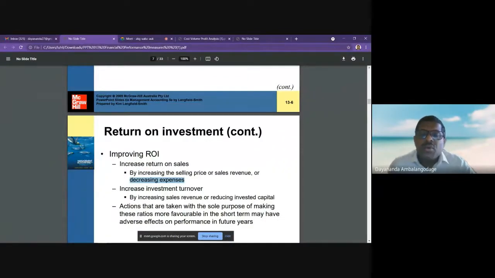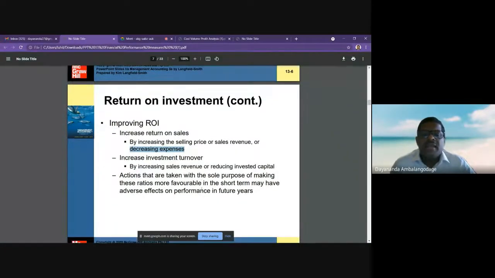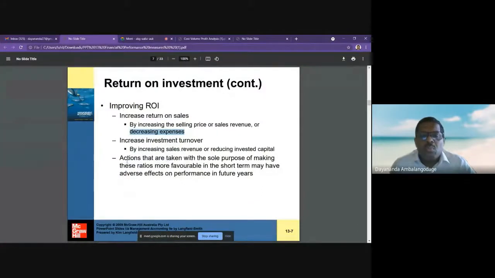On the other hand, how you can increase the investment turnover? When you try to increase sales, of course, then what you have to do is increase investment turnover. You may overvalue your investment to get a higher number. Anyway, so likely there is a possibility of manipulating ROI.